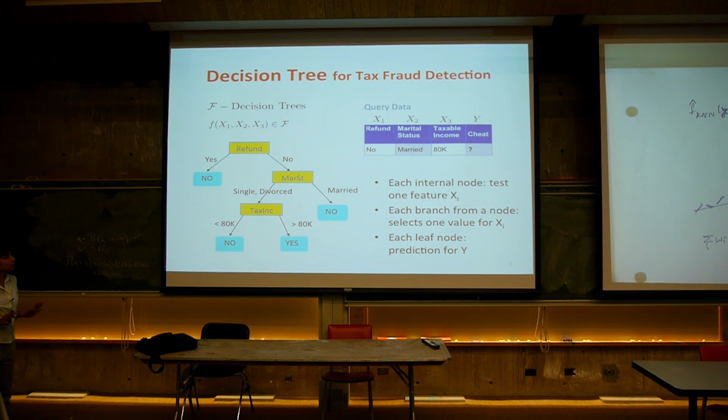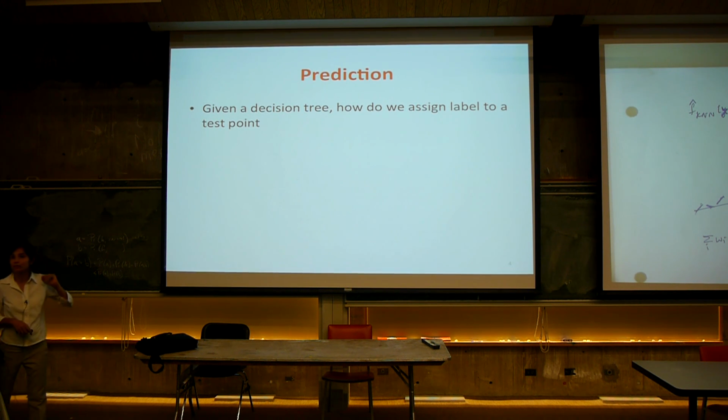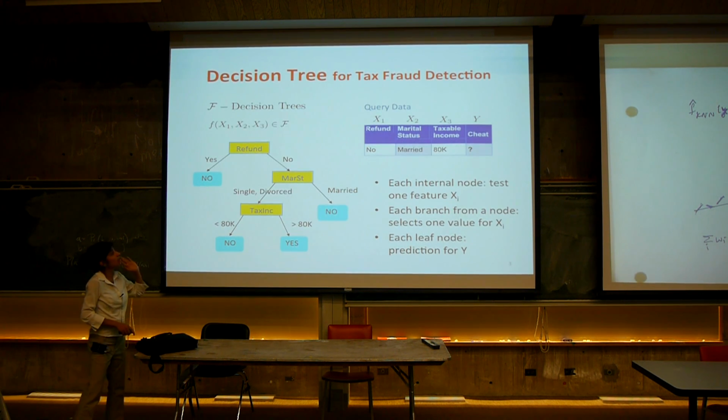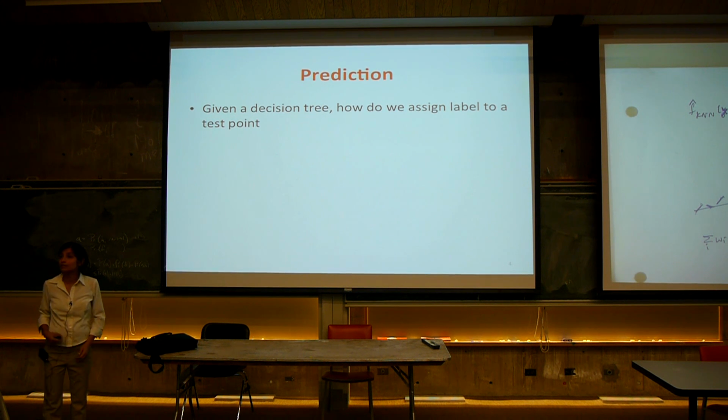So what I've shown you so far is just given a decision tree, how do you read it? So given a decision tree, how do we assign a label to a test point? We haven't talked about learning. I haven't even told you about training data so far. How do you use training data to learn it? But given a decision tree, you know what it means. And now let's see, given a decision tree, how do we assign a label to a test point?